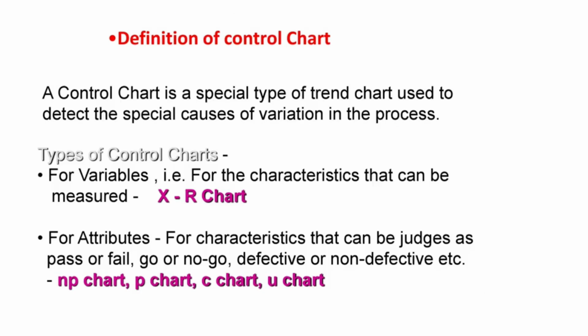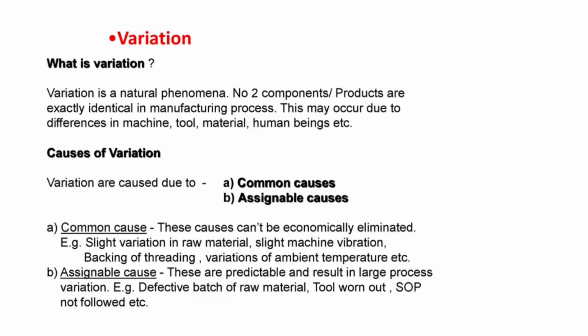Then this control chart. A control chart is a special type of trend chart used to detect the special cause of variation in the process. For variable data, X bar R chart is used; for attribute data, np chart, p chart, c chart are used. What is variation? Variation is a natural phenomenon.